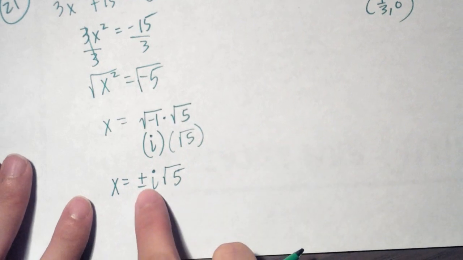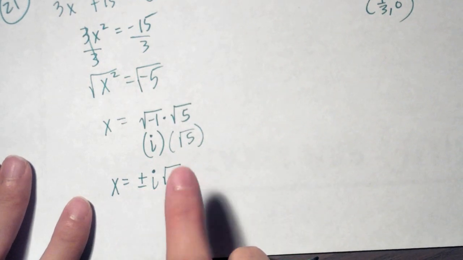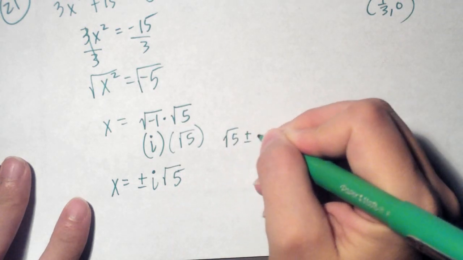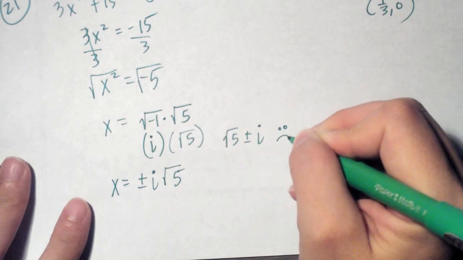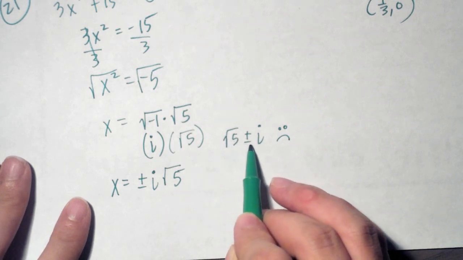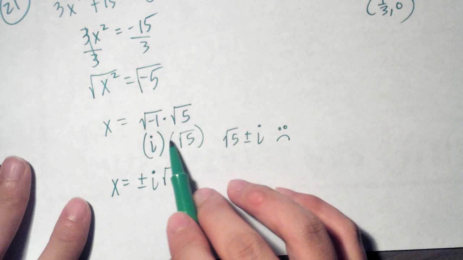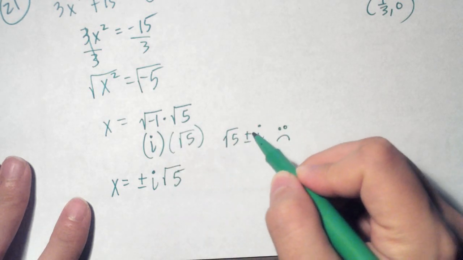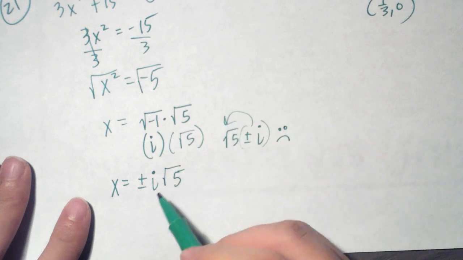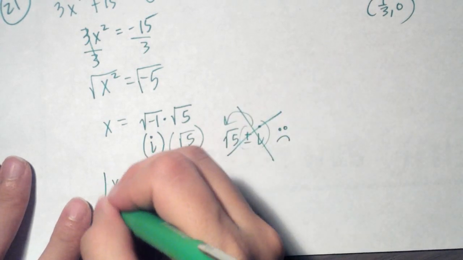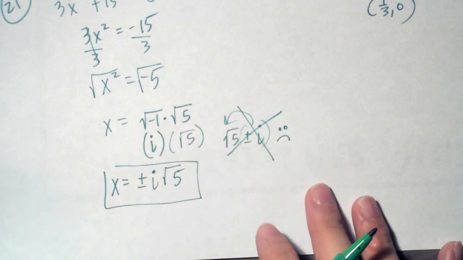Be careful, because if you write this on the other side, it's going to look like you're adding. This would be considered wrong. This is wrong. Don't do that, because it looks like the square root of 5 plus i, the square root of 5 minus i. We are multiplying here. That's what this dot means. So you put the i and the plus or minus to the front to denote that it's being multiplied. So do not do this. You will get it wrong on your test.